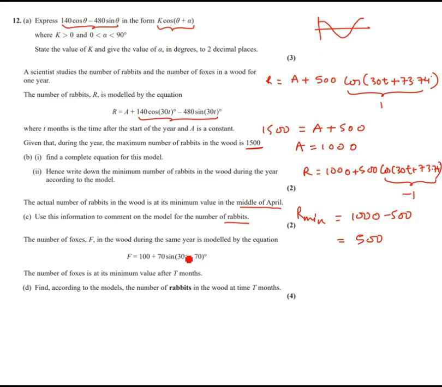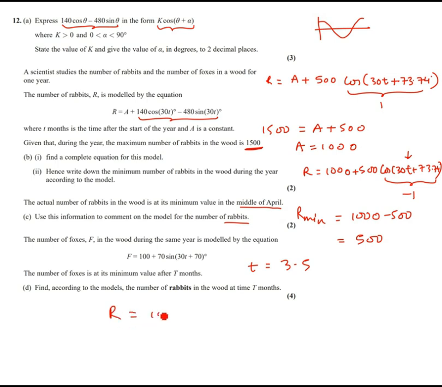Use this information to comment on the model for the number of rabbits. One thing here is the maximum was 1500 and the minimum was 500. April is like January, February, March, and mid-April, so 3.5 months. So if we put t as 3.5, the value of t in here as 3.5, and then calculate the value of R.